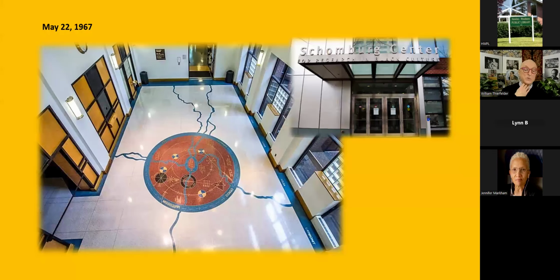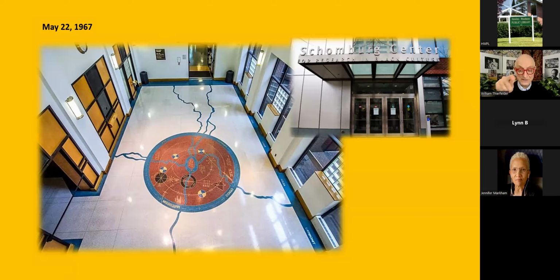Sadly, on May the 22nd of 1967, Hughes died at the age of 66 from complications after prostate cancer surgery. His ashes were interred beneath a floor medallion in the middle of the foyer of the Schomburg Center in Harlem. So if any of you ever do visit there, you can see this memorial to Hughes.